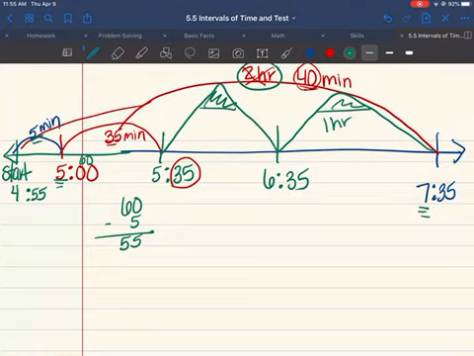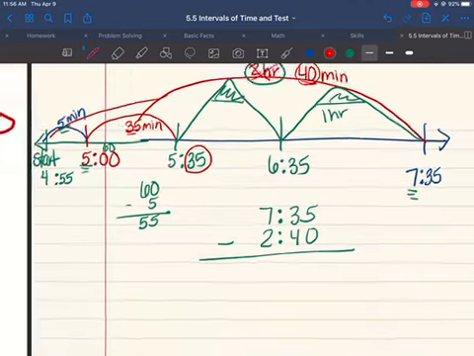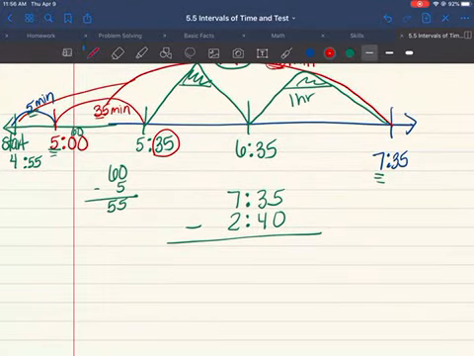We can check this by looking at doing our standard algorithm. So my end time was 7:35. I'm going to take away 2 hours and 40 minutes. Now, if you notice the minutes, it's 35 minus 40. We are not going to be able to do that. We're going to have to regroup.